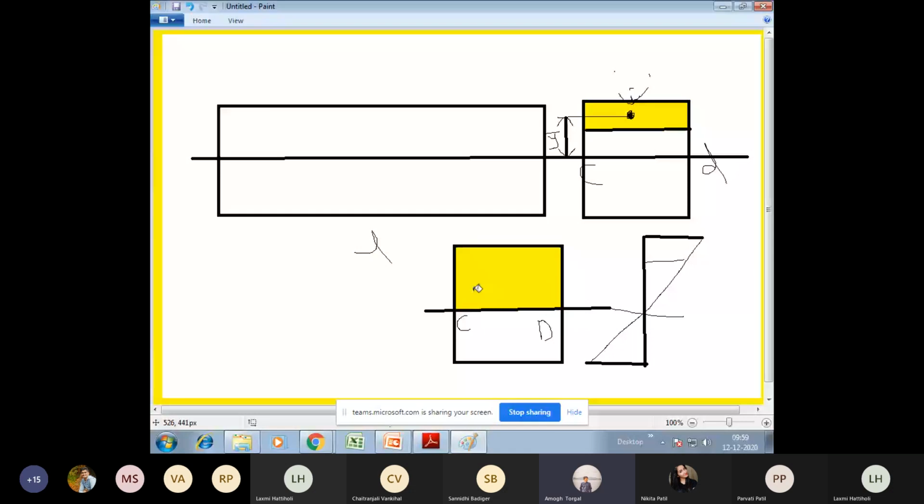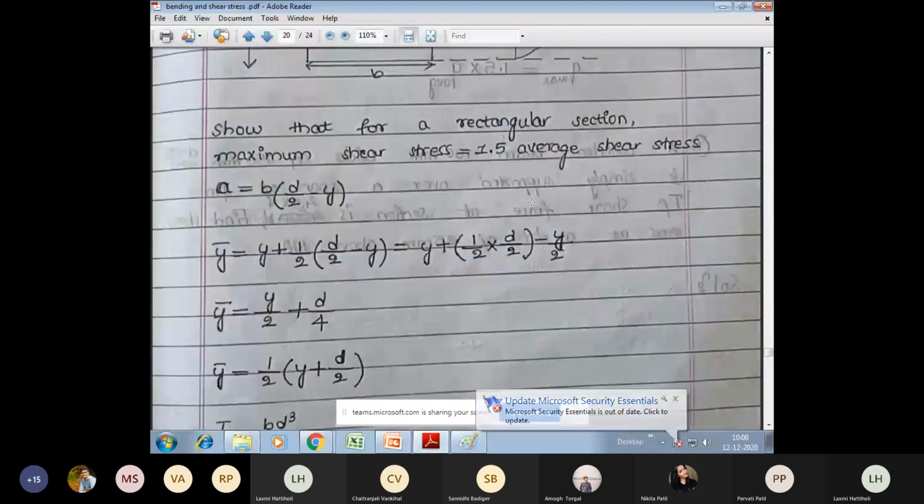Yes, ma'am. Okay, but it is exactly reverse in the bending stress. Please remember that. In the bending stress, it was maximum at the top or bottom, but it was minimum at the neutral axis. Whereas in shear stress, it is maximum at the neutral axis and minimum at the top and bottom. So please learn this carefully and remember this concept.